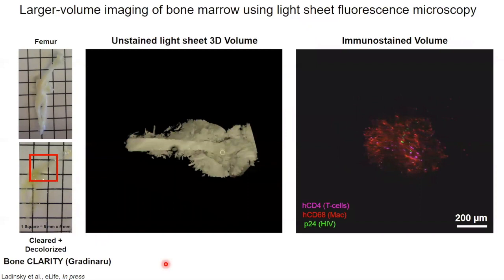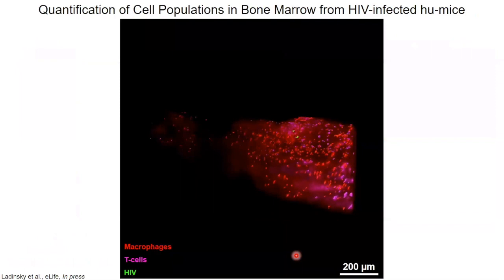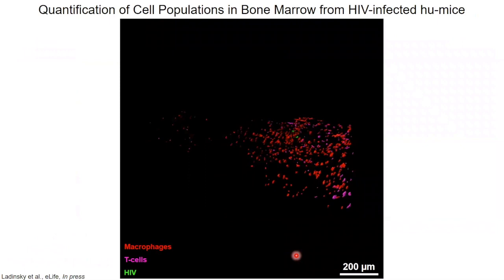So in here, you can see in red are macrophages. In magenta are CD4-positive T cells. And then we have our HIV-infected cells in a few places. That's a lot of information. It's cool, but we can also quantify this, and this is important. We can use segmentation algorithms to quantify this and pretty rapidly get an idea of the number and the distribution of the different cell types that are present in these tissues over time.